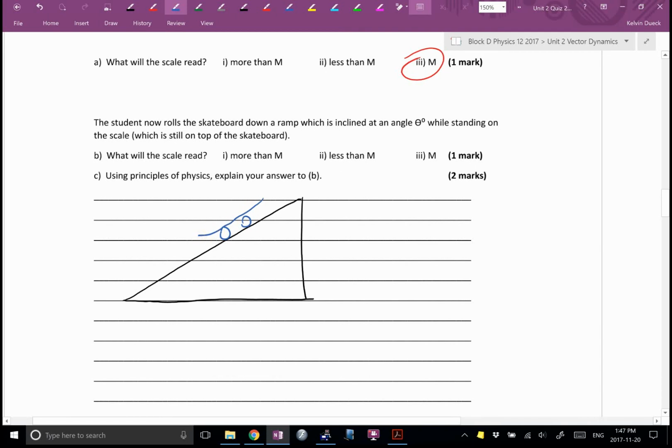There's the skateboard. But I can't draw a student. I'll just treat it like a block. It's all you are to me, yes. Just blockheads.